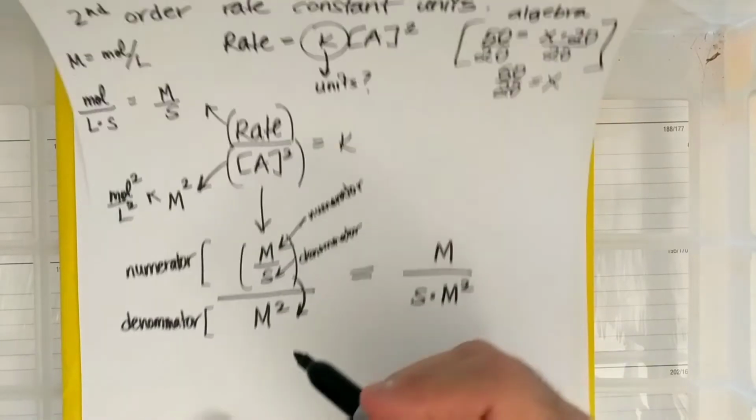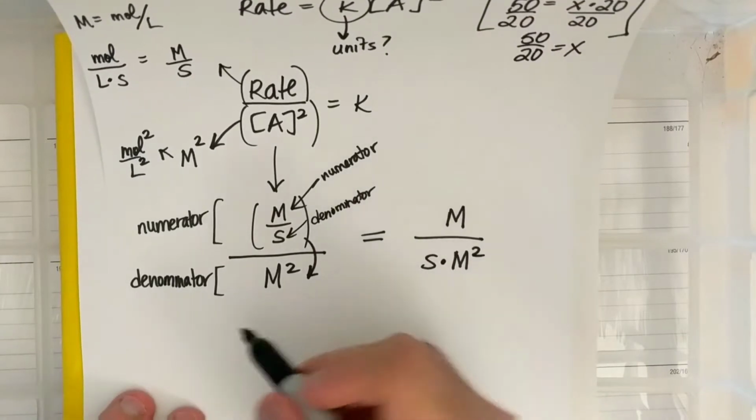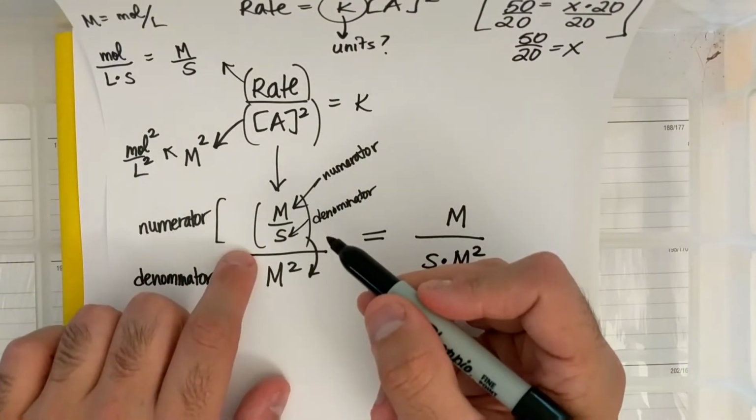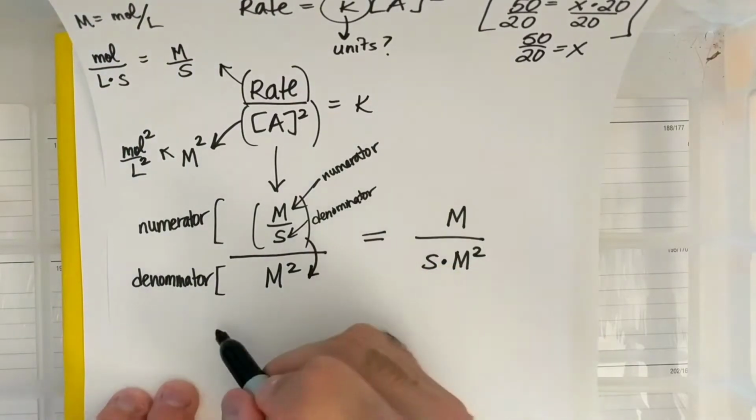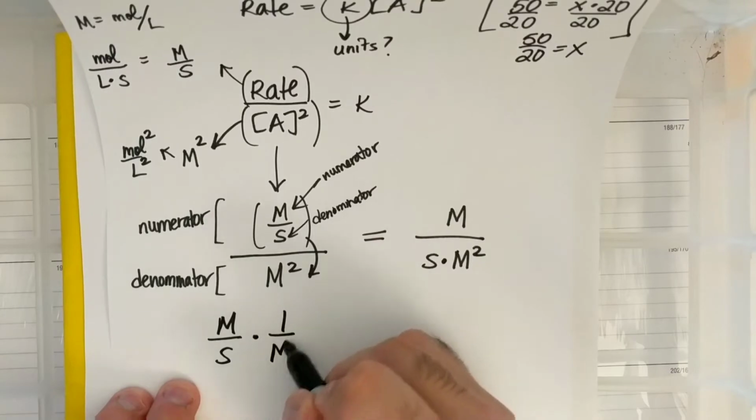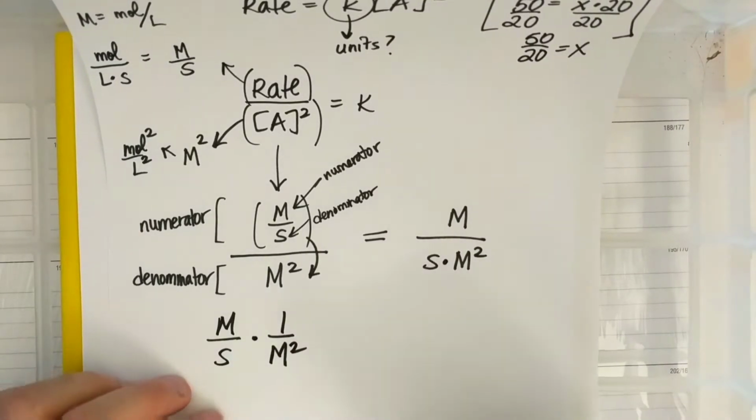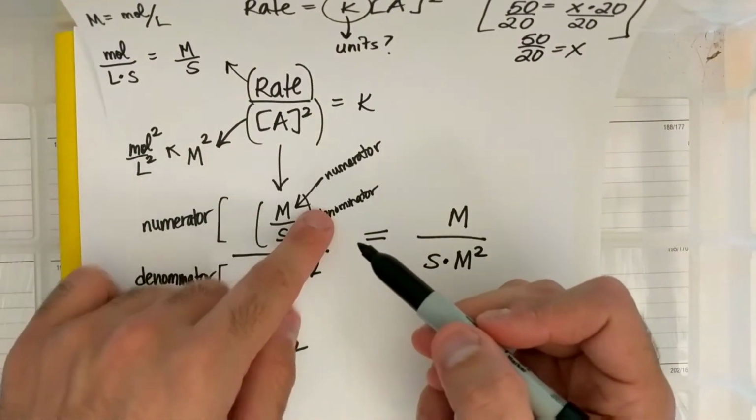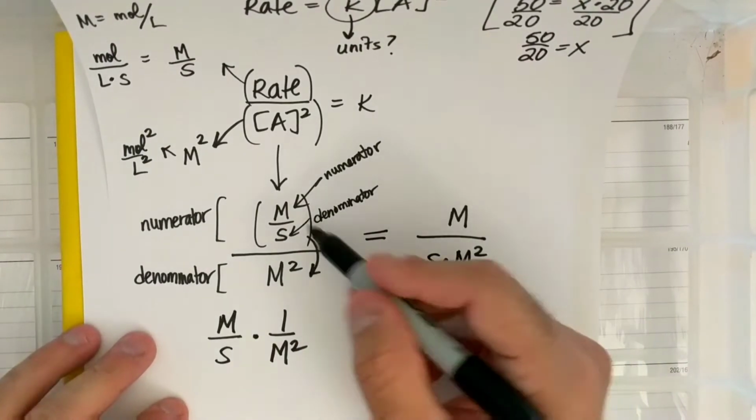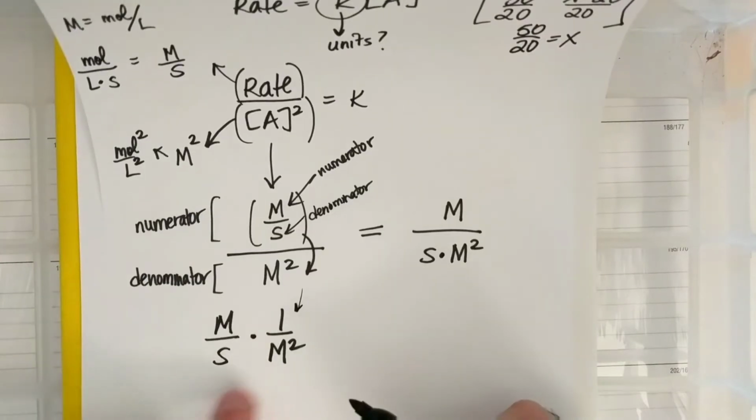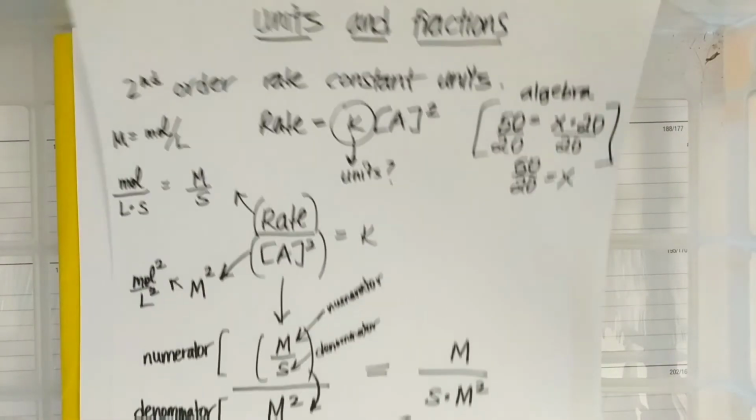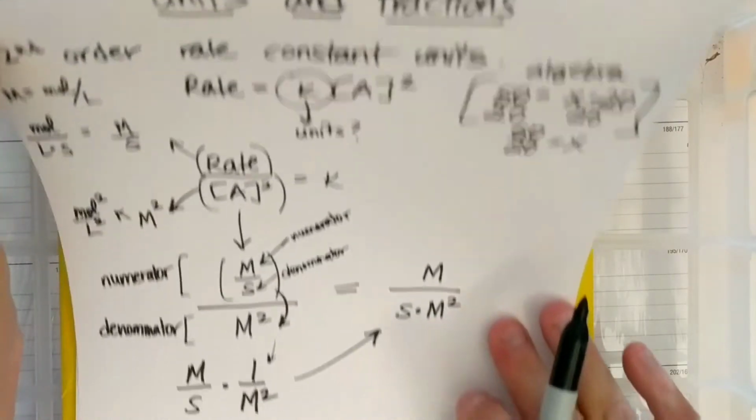Another way of writing this is, instead of molarity divided by seconds divided by M squared, this is technically molarity per second times 1 over M squared. Because if I didn't have this numerator and I just had M squared in my denominator, it would look like that. And so I would arrive at molarity over seconds times molarity squared.